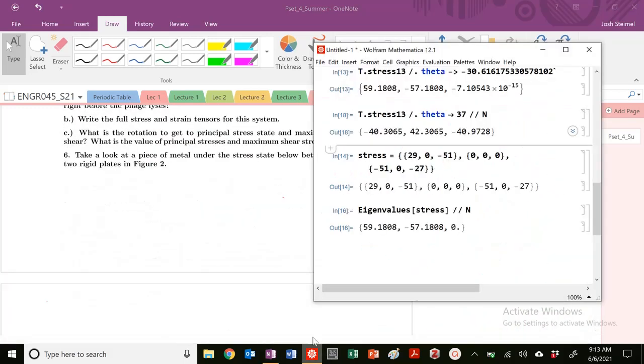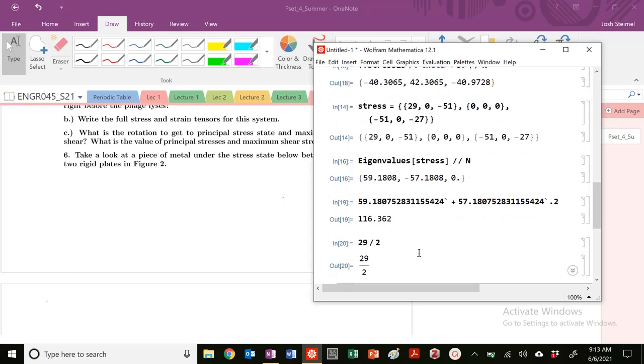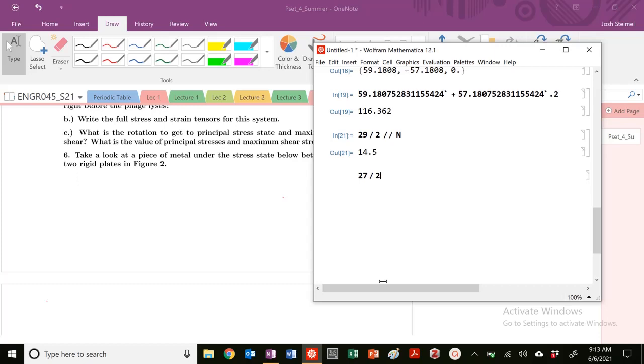So we could do that quantitatively if we want. So let's go ahead and do 59 minus that. Actually, just do plus. And then divide that whole thing by 2. 29 divided by 2, and then look at that numerically. So these are my maximum shear stress values, 27 divided by 2. So again, just the radius of our Mohr circle. That's it.